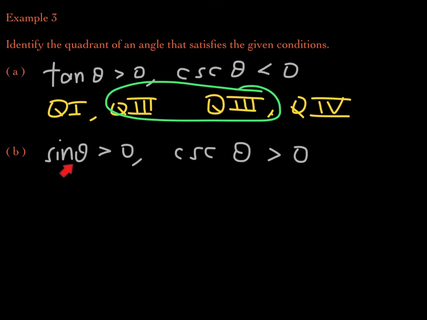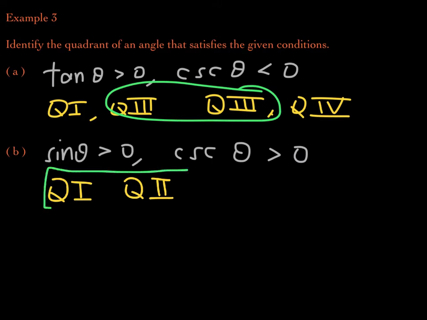When is sine positive? Sine will be positive in quadrant 1 or quadrant 2. Same is true for cosecant. Now, everybody, this question has two answers, quadrant 1 or quadrant 2, okay? 1 or 2.